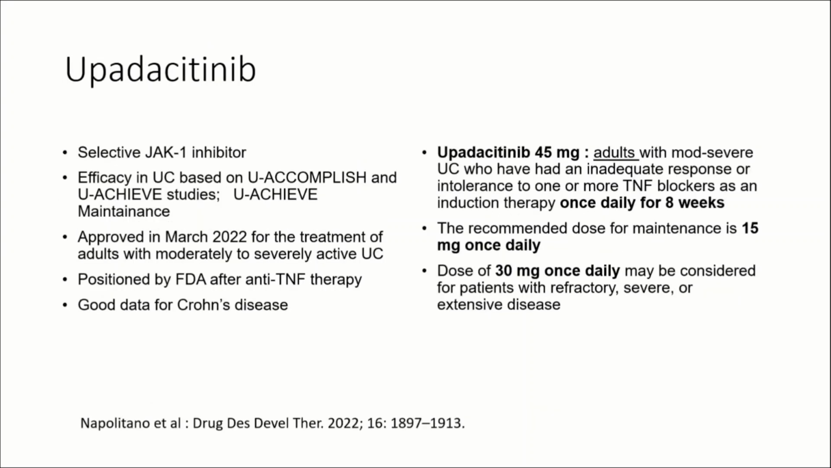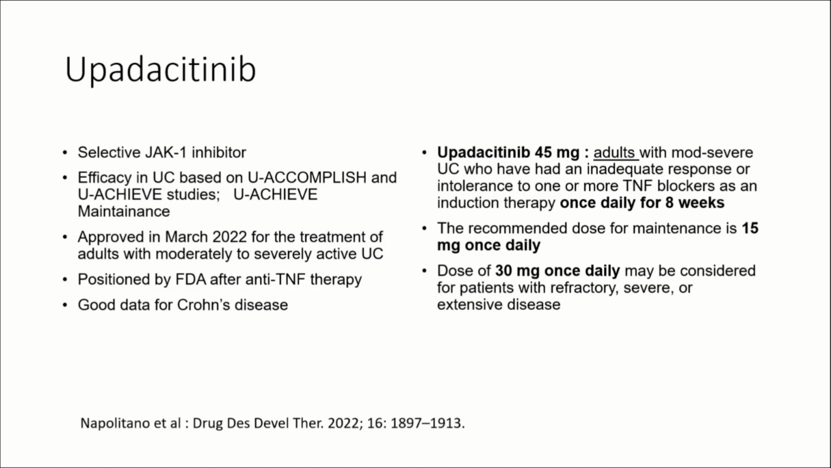Okay. UPA is the exciting one because it's available now. It's what we call a selective JAK1 inhibitor. I do want to emphasize here that just because this drug is selective doesn't essentially mean it's more effective, although you will think that this will be more effective and have fewer side effects, but that's not been confirmed yet, obviously. It was approved early this year for moderate to severe colitis, and the network meta-analysis also proves its superiority over other drugs. And as I mentioned, we have good data on Crohn's disease.